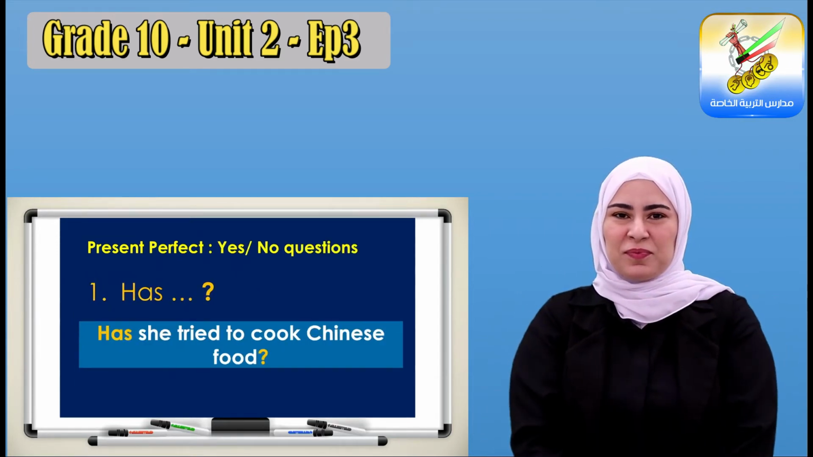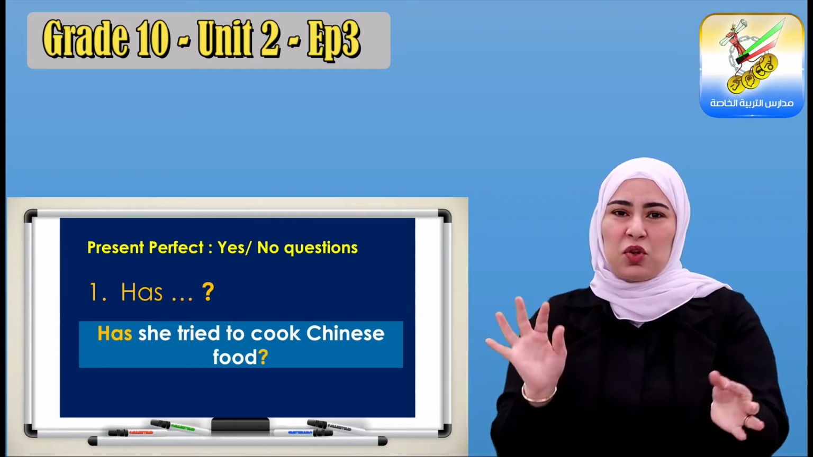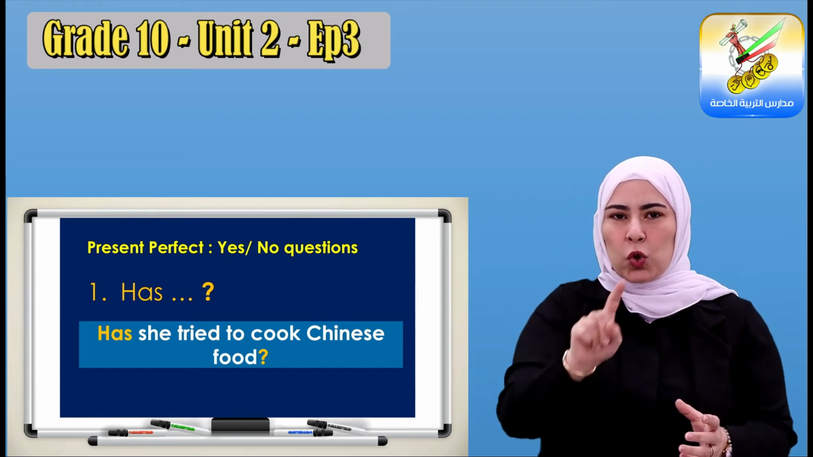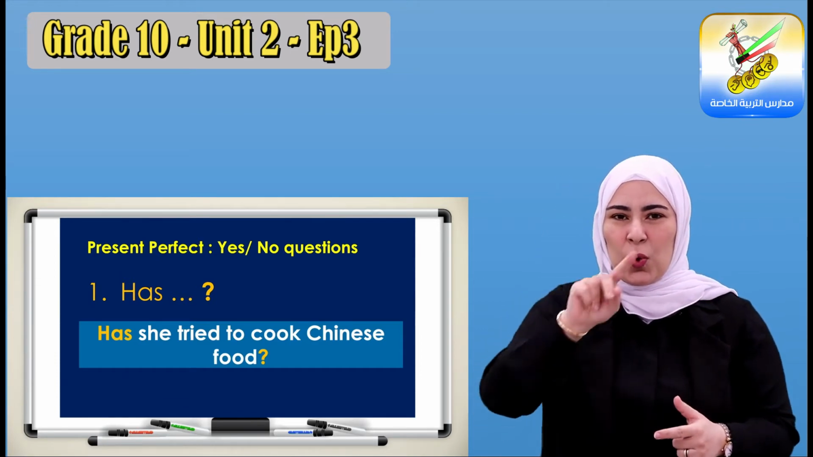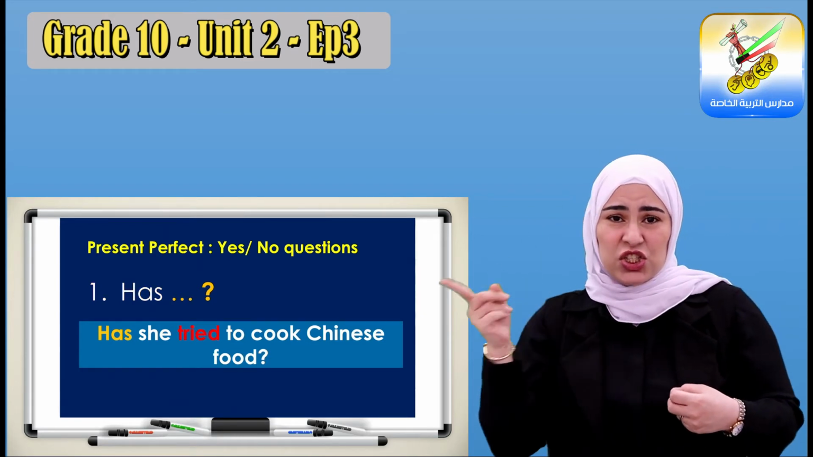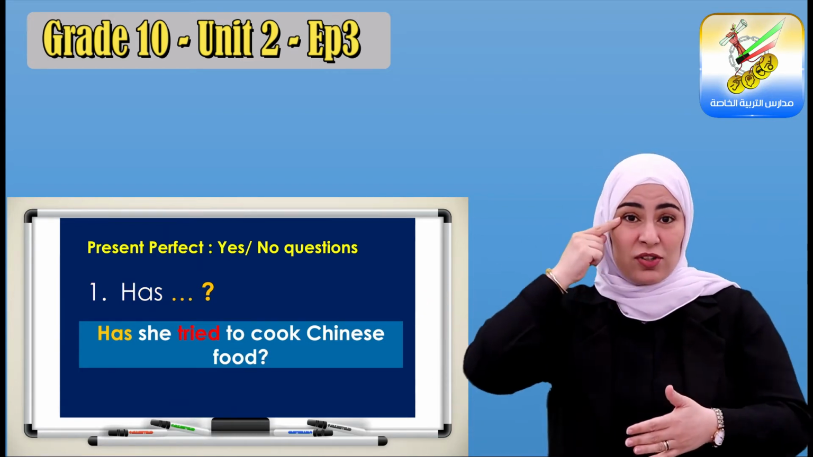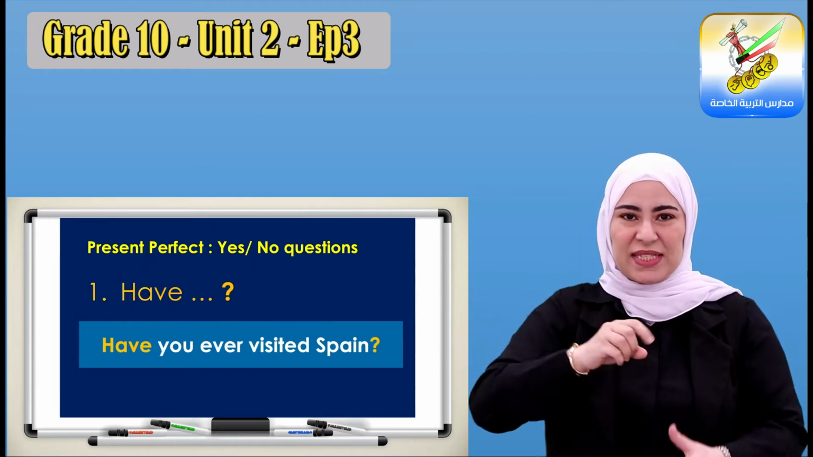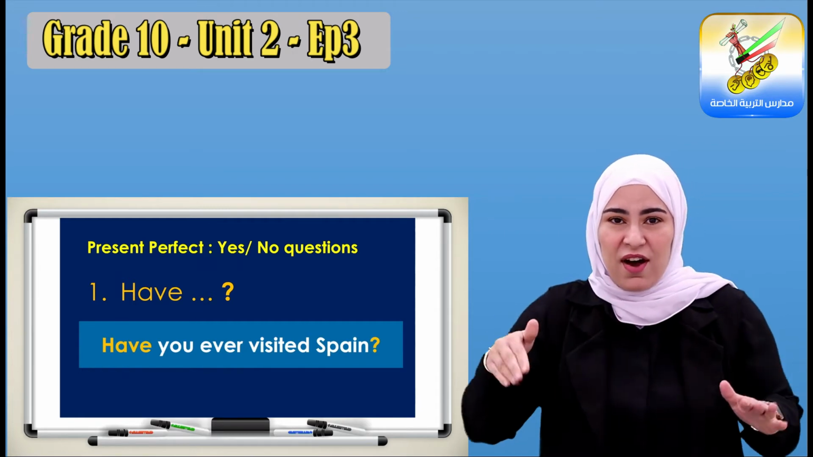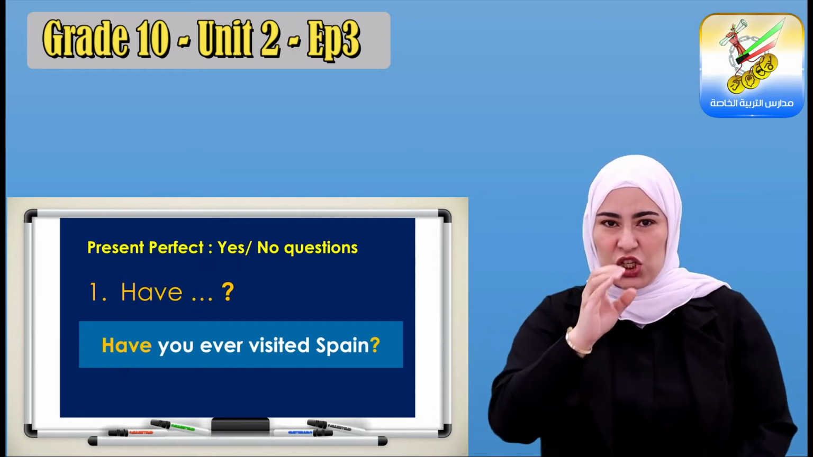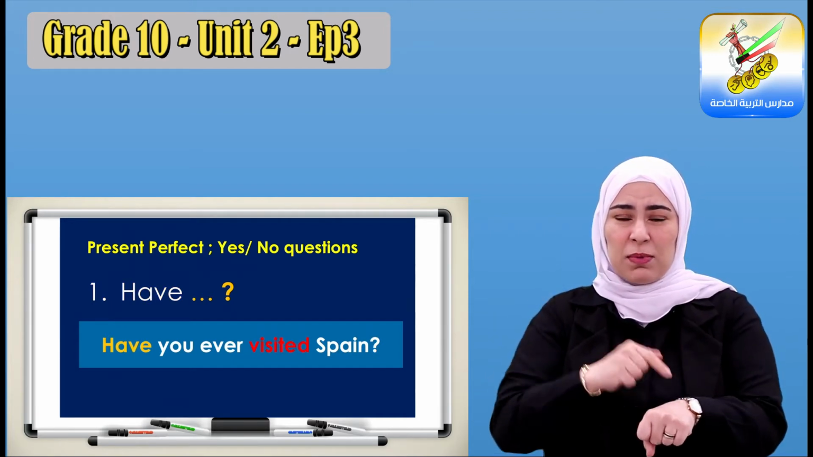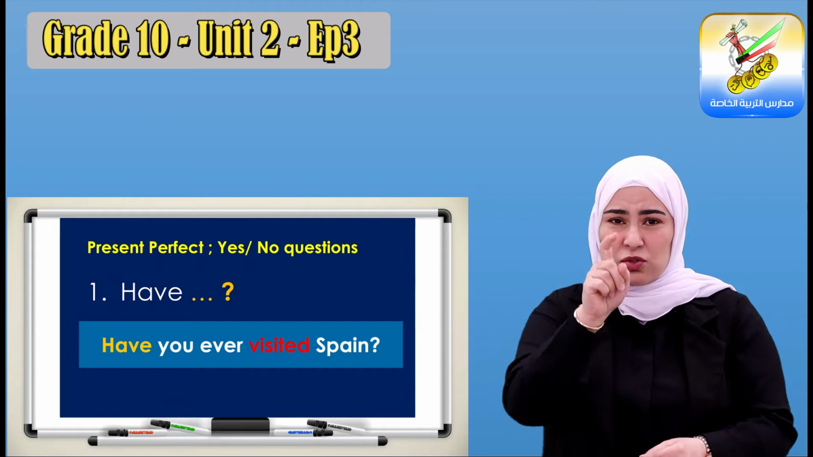Now we use the present perfect also in forming questions, but what kind of questions? The yes and no questions. We will start it with has or have. For example, has she tried to cook Chinese food? The answer will be yes or no. Another example is have. Have you ever visited Spain? The answer will be also yes or no. So we use the present perfect in the question form, usually for yes or no questions.